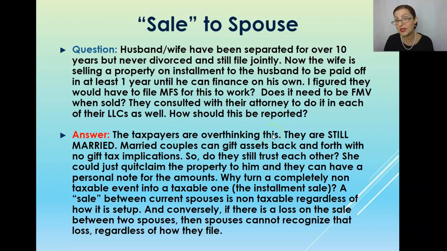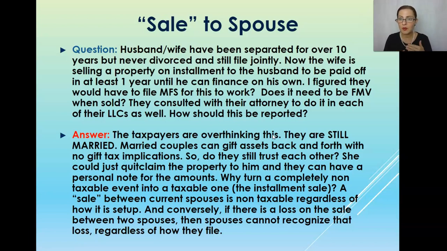The answer is you don't report it. They're married. This is not a taxable transaction. When you have a married couple, okay, they're married. They're still legally married. They've never been divorced. They still file jointly. It's basically like a gift. They're giving stuff back and forth to each other. And gifts between spouses are not reportable. If they're both U.S. citizens, this is not a taxable event for either party. It doesn't matter. They're still married. They're still legally married. They've been filing jointly.